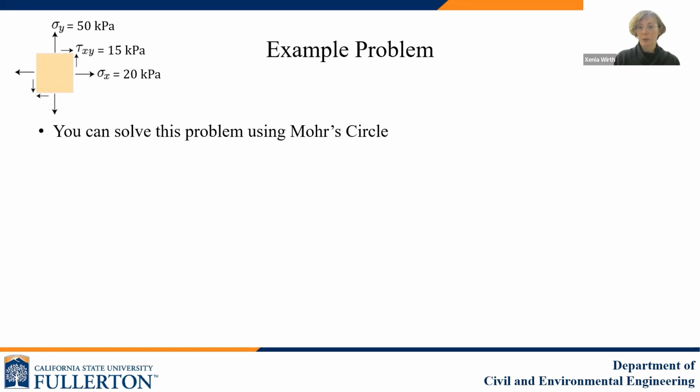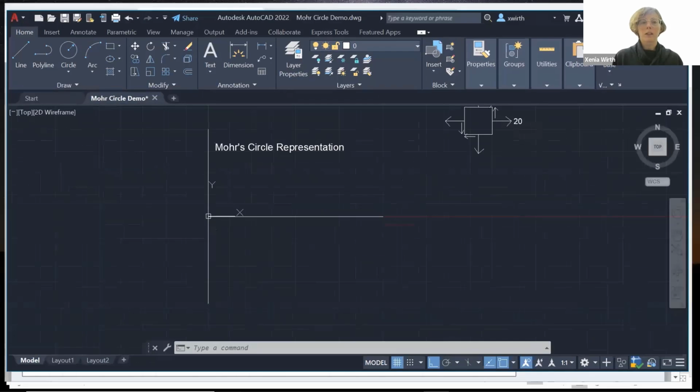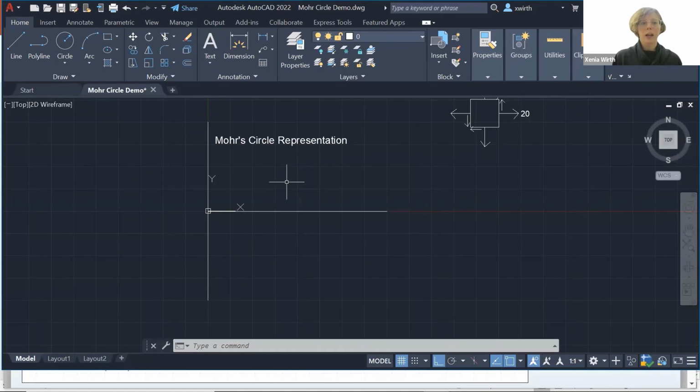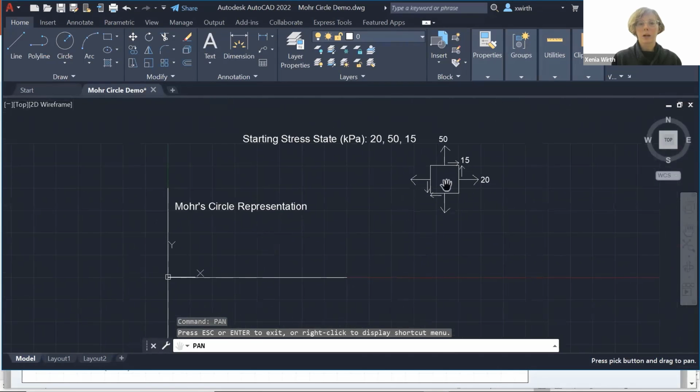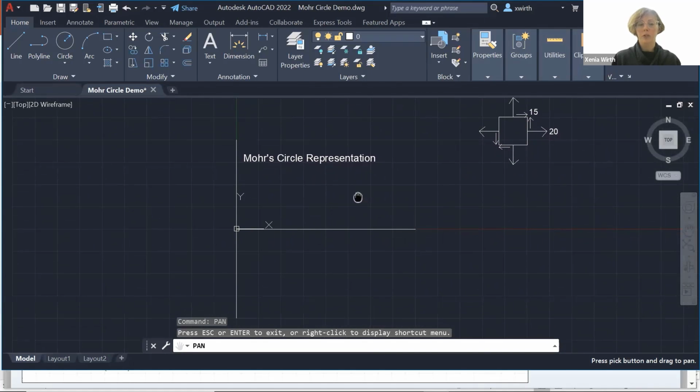However, you can also solve this problem and find all of these quantities using Mohr's circle. So why don't we go ahead and try to do that? For that, we're going to open AutoCAD here, where we have just a simple XY axis, the x-axis representing your normal stress and the y-axis representing your shear stress. And here is my initial stress state, 20, 50, and 15. So let's go ahead and start plotting Mohr's circle using AutoCAD.